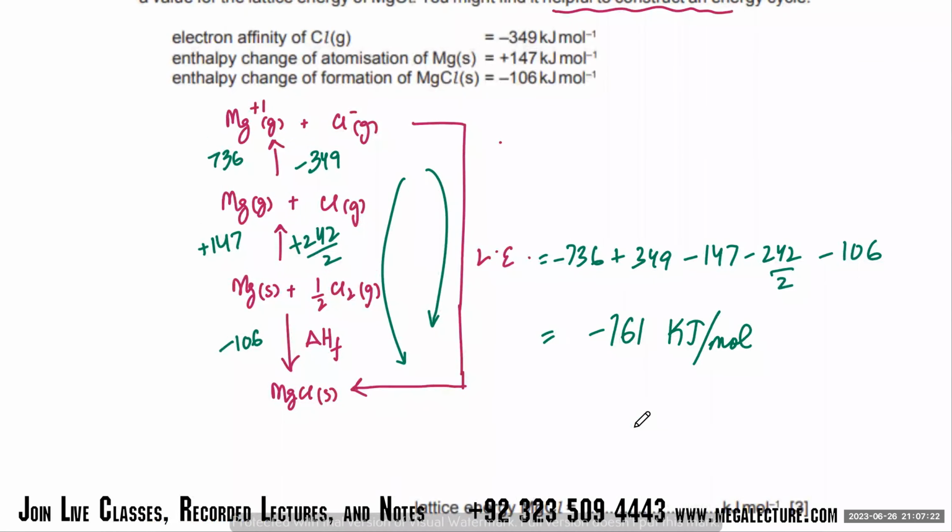Okay. Just be careful with this enthalpy of atomization thing for whether you have to break 1 mole of bonds or whether you have to break half moles of bonds. Over here, I just have to break half moles of Cl bonds to atomize Cl.